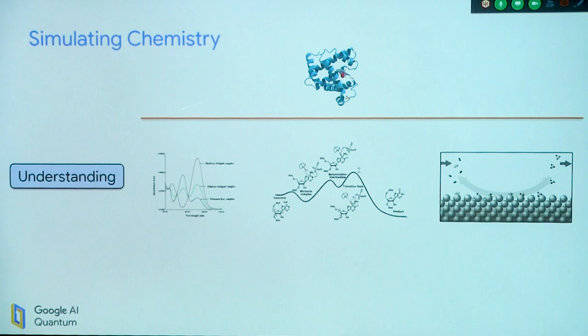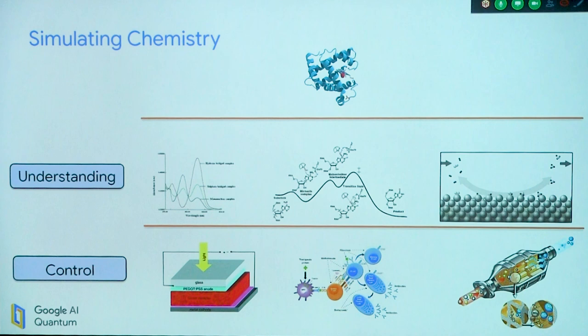And what do I mean by understanding? I mean, how does it absorb light? How does it complex with other species? How does it interact with a metal surface? And then it takes another step to use that understanding to gain some degree of control. So if I know exactly why systems absorb light, I might be able to design new photovoltaics. If I know why different protein species complex, I might be able to design a drug to inhibit that process and prevent the onset of disease.